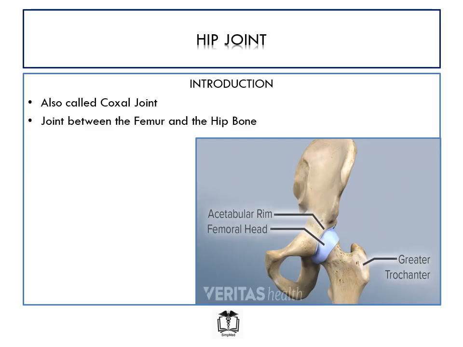Let's start with the hip joint. The hip joint is also called the coxal joint. It's the joint that exists between the femur distally and the hip bone proximally. And we'll talk about everything we need to know about the hip joint, from the type to the articular surfaces to the blood supply, all the way down to the movements and the muscles involved.